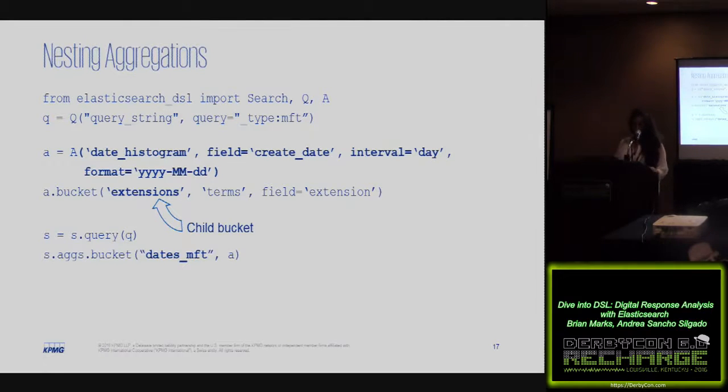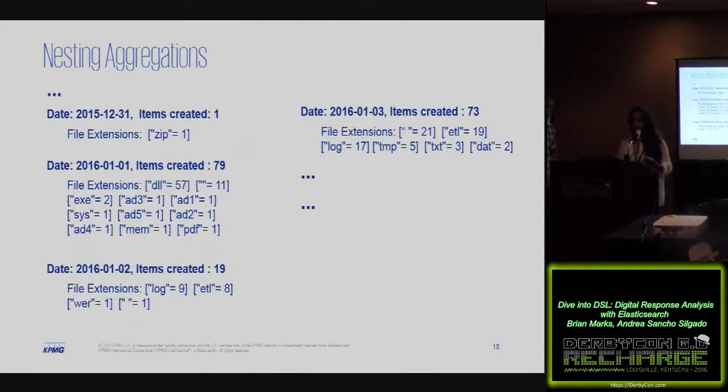We add our query to the search again, and we add our top-level aggregation to the search object. You don't need to add the child. The child is embedded in the parent aggregation. We execute our search, and here's what we get back. All the files that have been created per file extension per day on a file system.